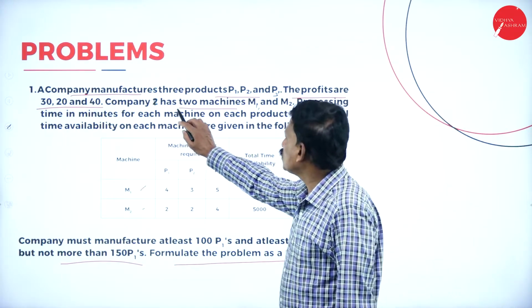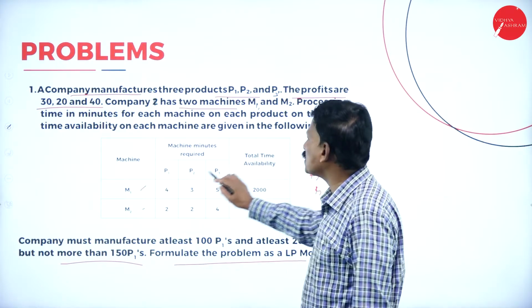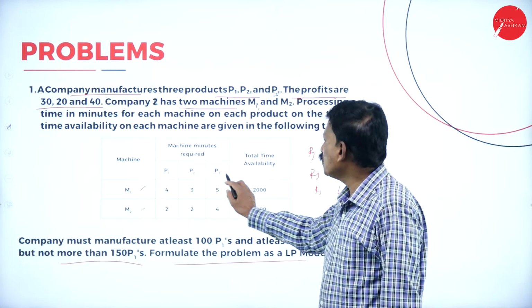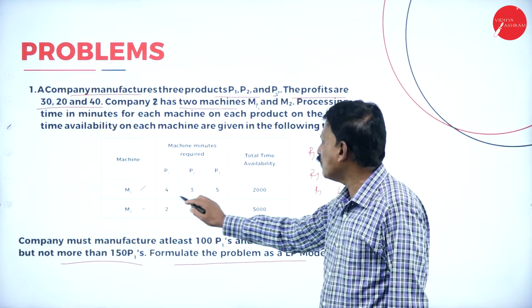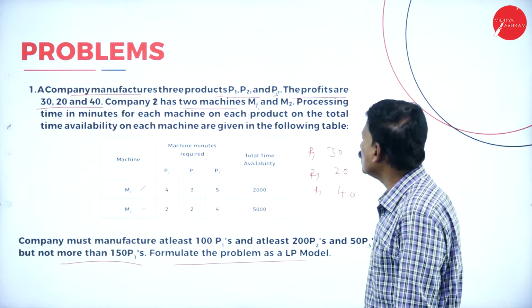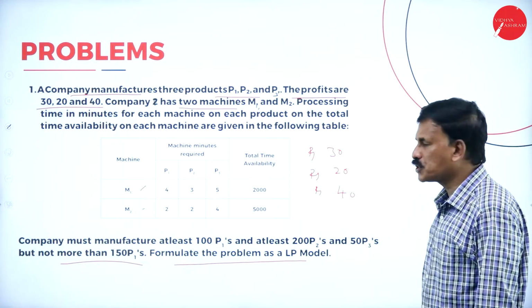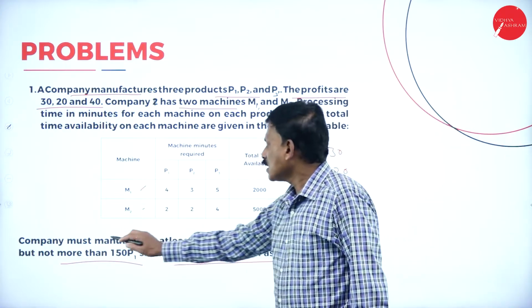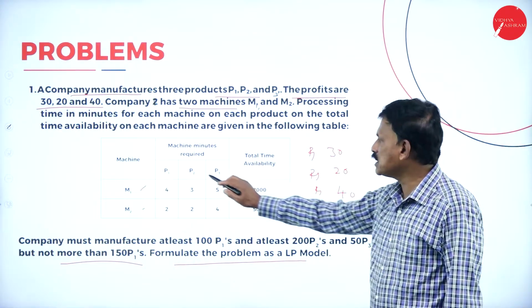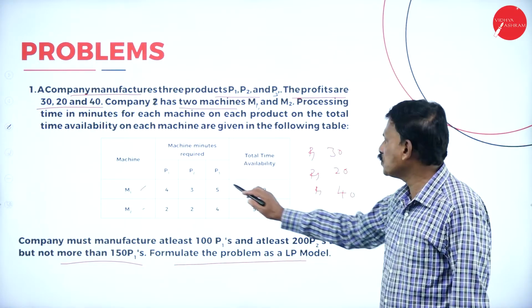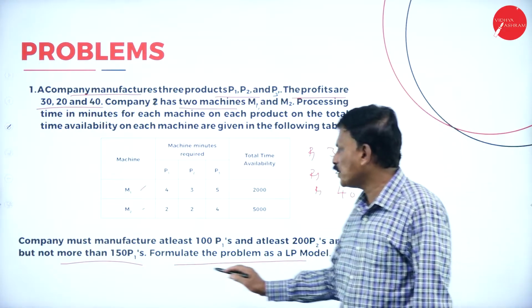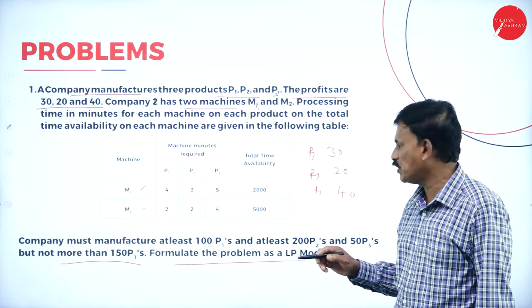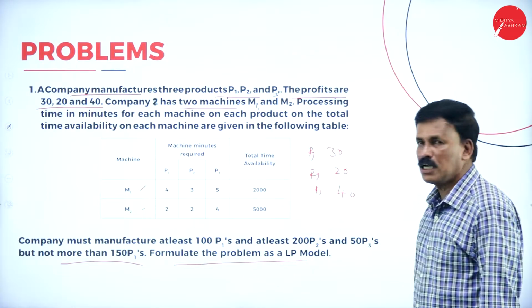Two machines M1 and M2, and the processing times in minutes are given: for P1, P2, P3, it is 4, 3 and 5 for M1, and 2, 2 and 4 for M2. The total available time is 2000 minutes and 5000 minutes. The company must manufacture at least 100 P1, 200 P2 and 50 P3, but P1 should not exceed 150. Formulate the problem as an LP model.